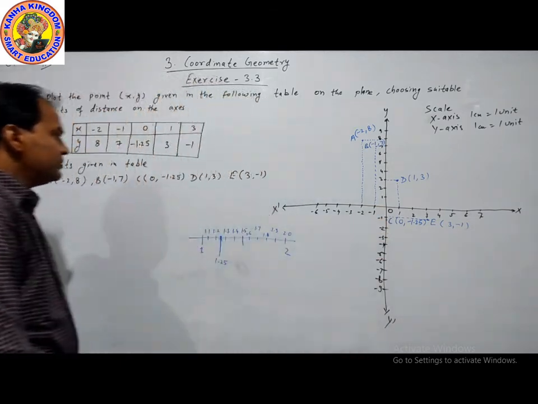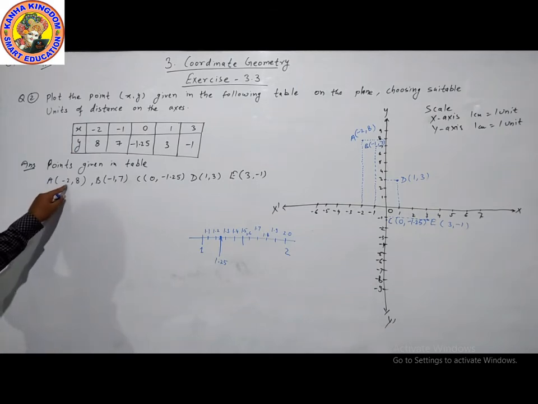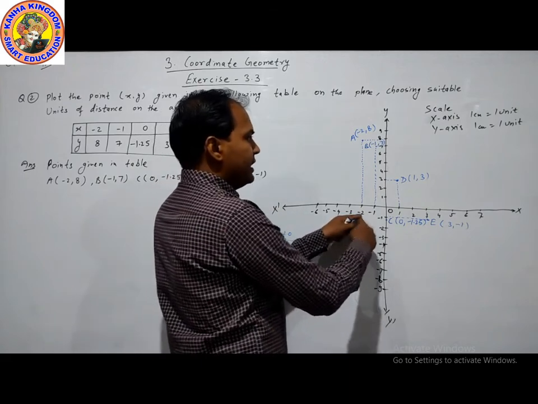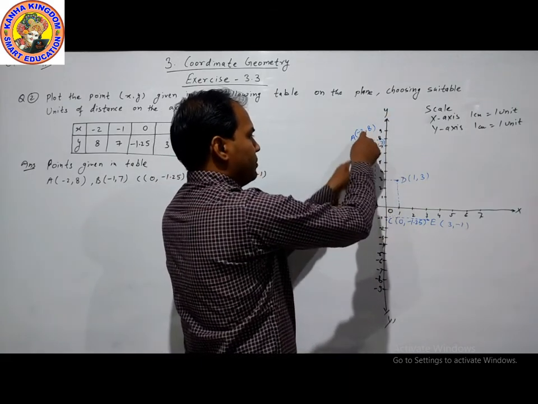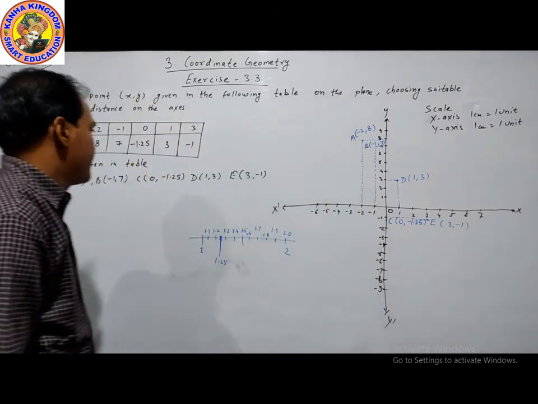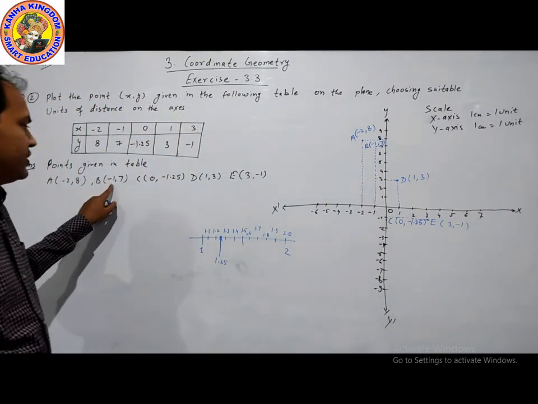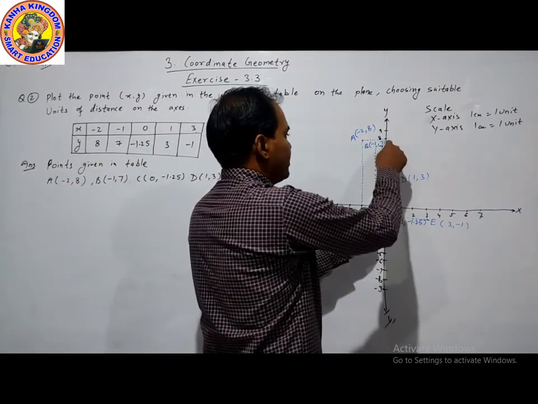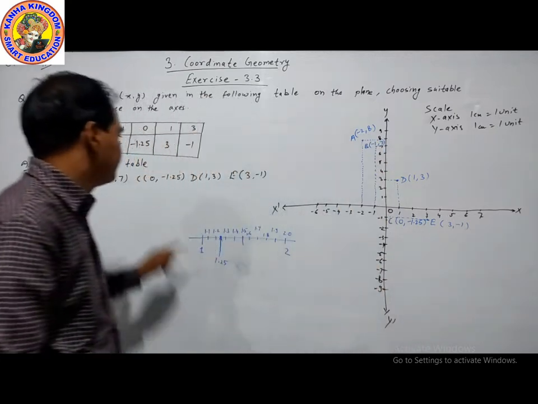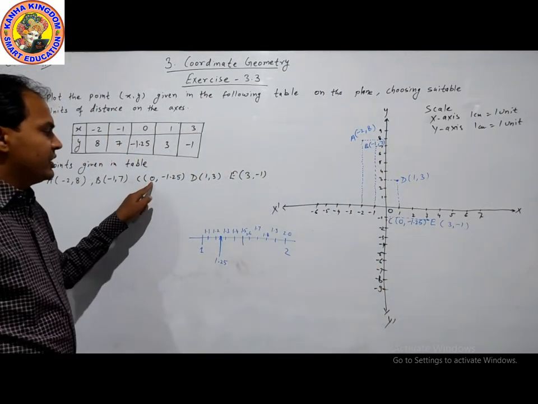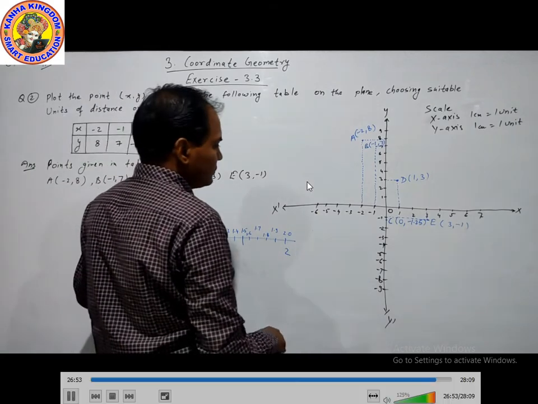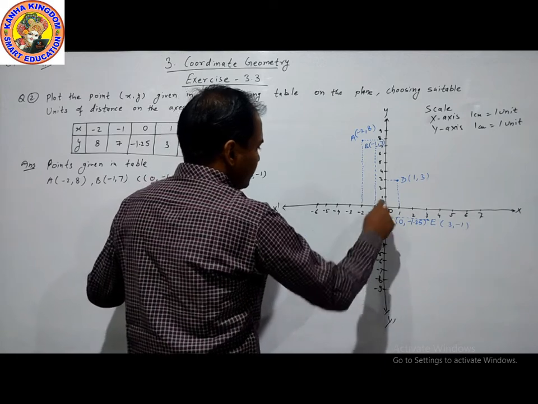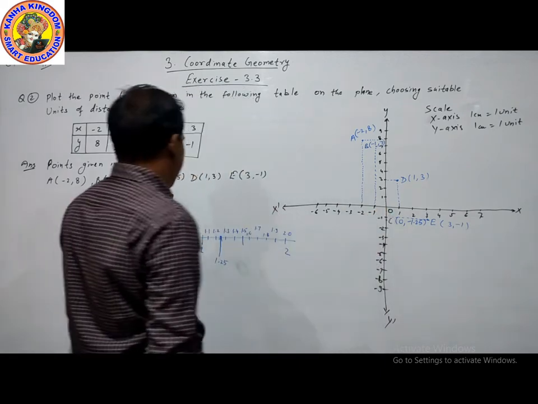Now point A: x is -2, y is 8. The two lines intersect, and the point is here. Point B: x is -1, y is 7. Here is point B. Now point C: x is 0.